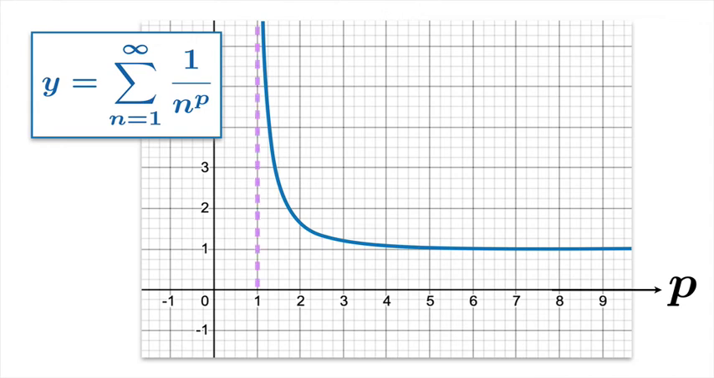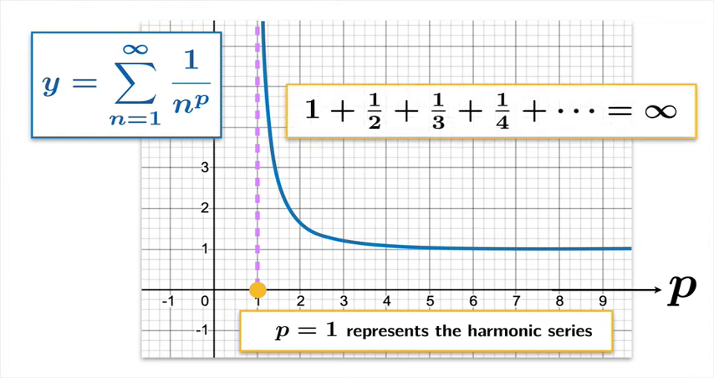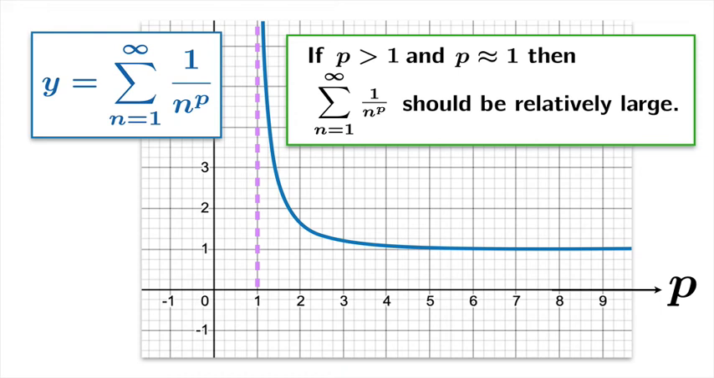First of all, there appears to be a vertical asymptote at p equals 1. Does that make sense? Well, what would the choice p equals 1 correspond to? It represents the harmonic series, and we know the harmonic series diverges to infinity. There's no finite value there, but this graph is consistent with the idea that the quote-unquote value of the series would be infinity. That vertical asymptote is perfectly consistent with this idea. You should notice that if p is greater than 1, but pretty close to 1, then you would expect to get a relatively large value.